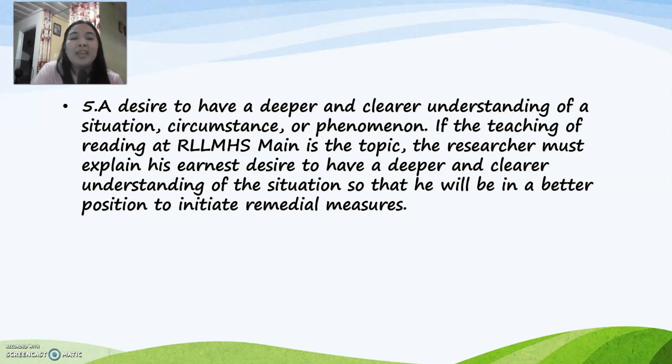Then we have PERH. We have this D, desire. You have to write also about the desire for a deeper and clearer understanding of the situation. You will be writing this desire as an expression of your questions to yourselves as researchers. The researcher must explain his earnest desire to have a deeper and clearer understanding of the situation. It's still aligned with providing reasons. After you provided the rationale of your study, after giving the historical background, then you need to write about why it is needed.